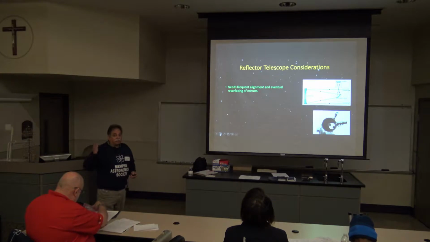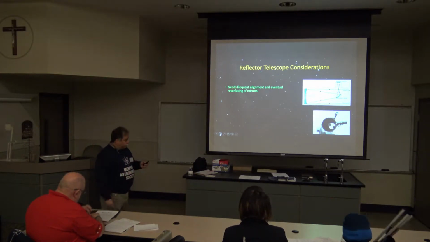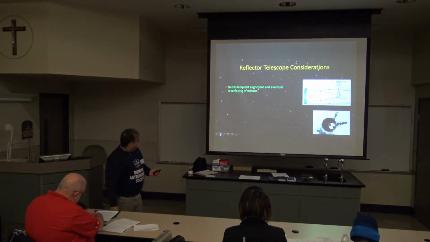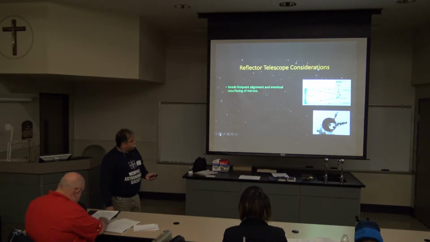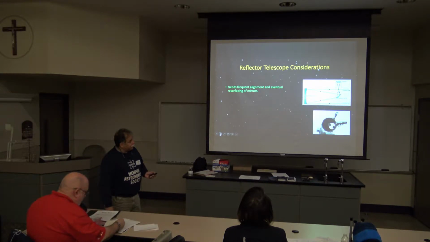Now we come to the reflector telescopes. The reflector telescopes are like this one. You have a parabolic mirror here, a secondary mirror, and the light is directed to the eyepiece, where the observer's eye is.